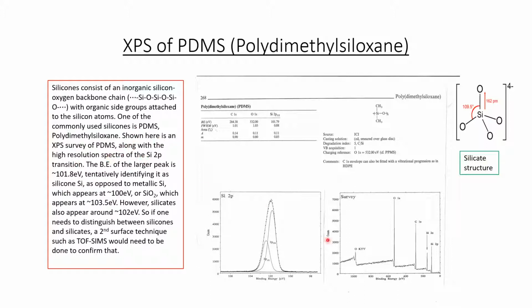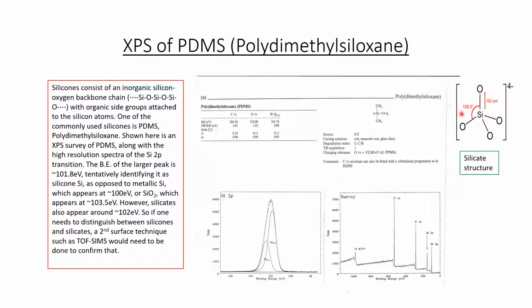Shown here is an XPS survey of PDMS, showing silicon, carbon, and oxygen peaks, along with a high-resolution spectrum of the silicon 2p transition. The binding energy of the larger peak here is 101.8 eV, tentatively identifying it as a silicone Si, as opposed to metallic silicon, which appears down around 100 eV, or SiO2, which appears at 103.5 eV.